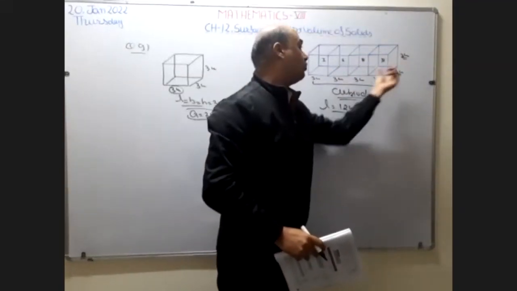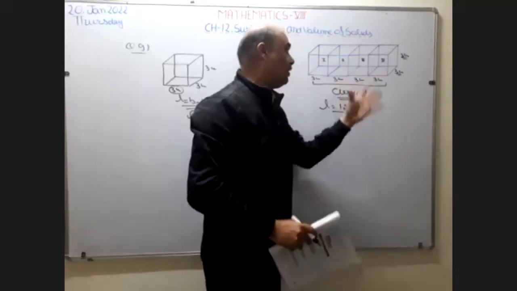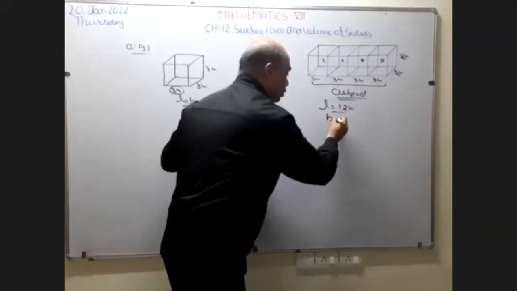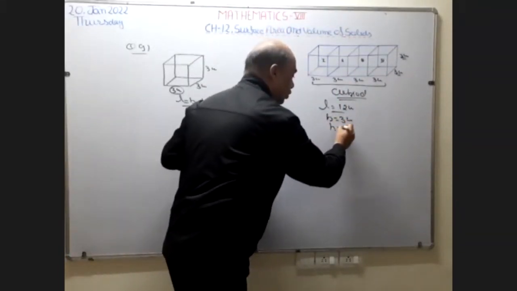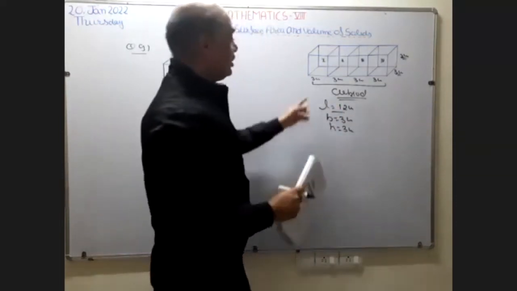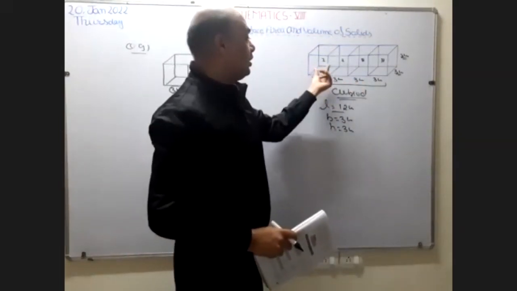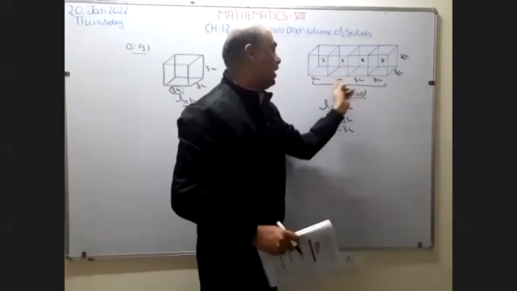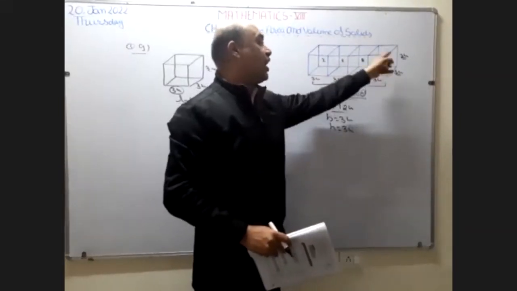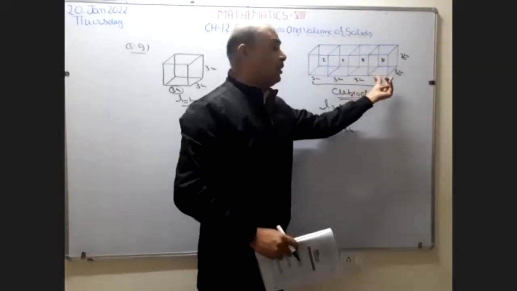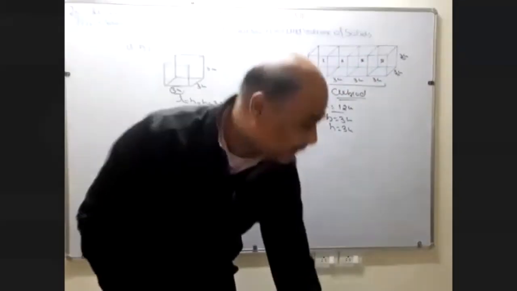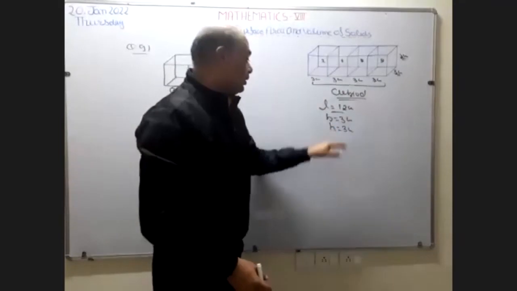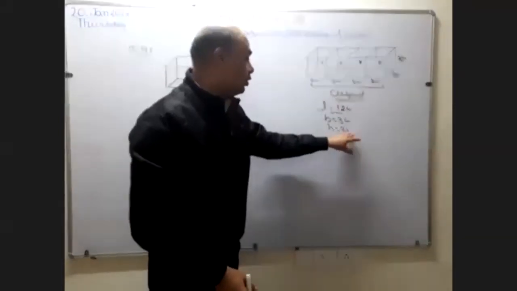So the height and breadth of the cuboid are going to remain the same. You have to write breadth equal to 3 meters and height equal to 3 meters. Only the length changes when you join 4 cubes end to end. Breadth and height of the cuboid remain the same. So I write here length equal to 12 meters, breadth equal to 3 meters, and height equal to 3 meters.